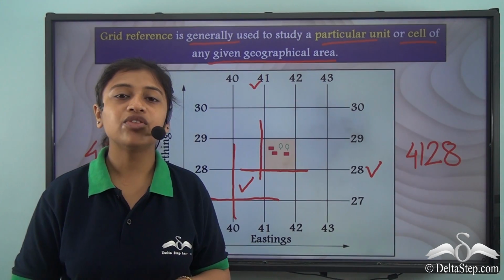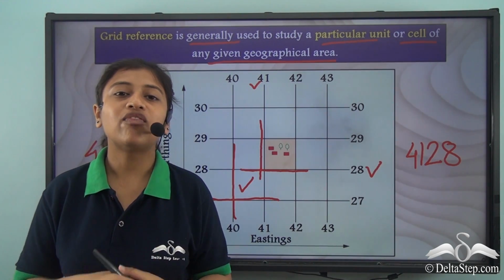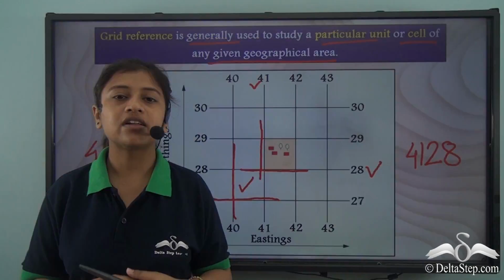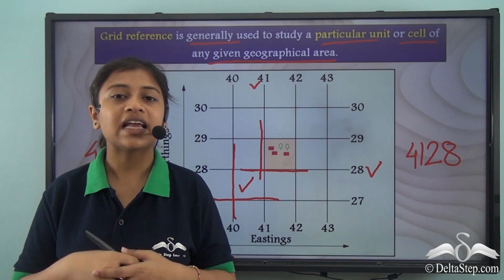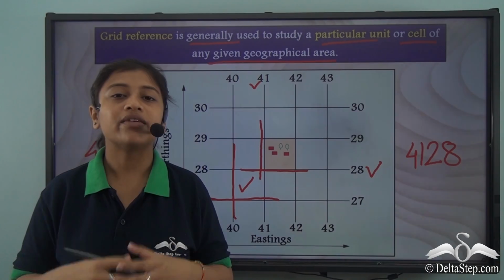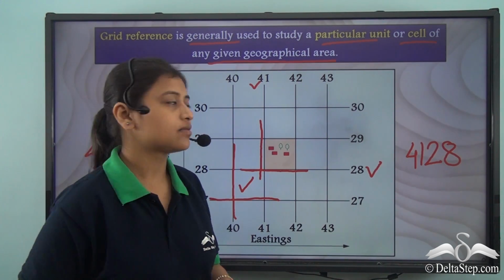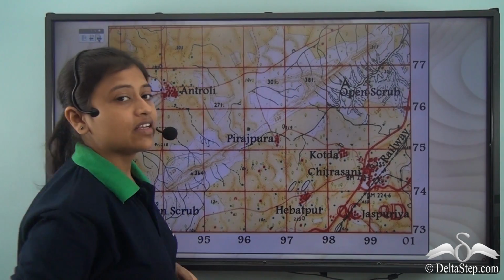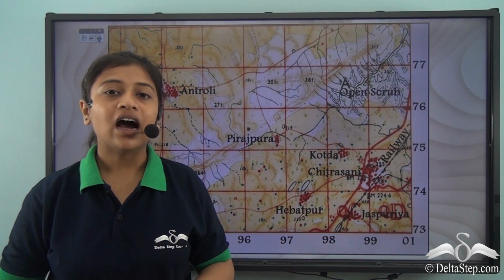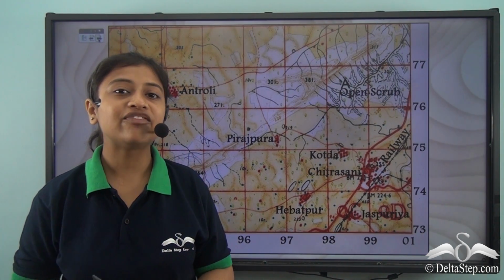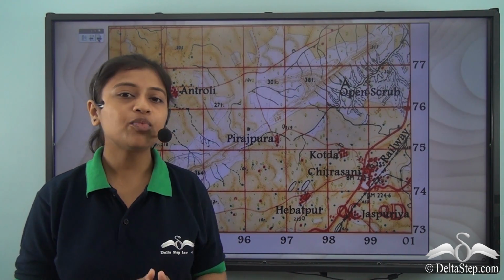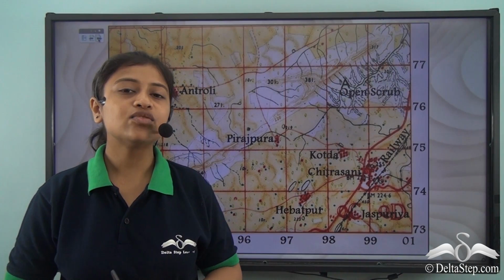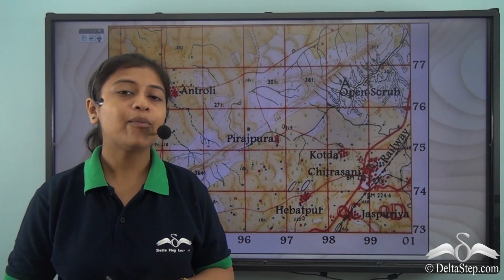So this is how we use northings and eastings to find out the grid reference of a particular cell, and then we can easily locate any feature that appears or is present in the topo sheet. So now that we are very clear about how exactly we can locate features in a topo sheet or topographical maps, let us do that on a real topographical map or a topo sheet.